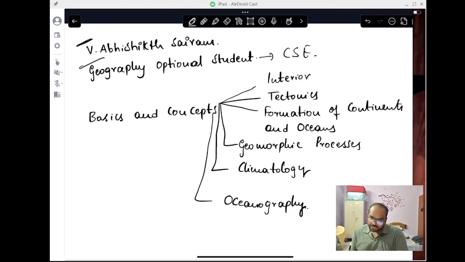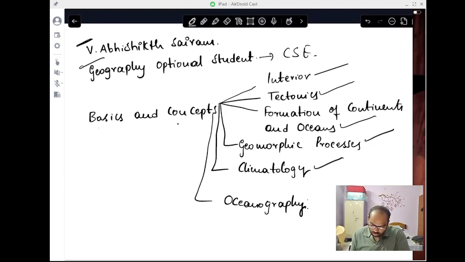And in this series, I am going to cover basics and concepts of geography. Basics and concepts of geography in the sense, I am going to teach you about the interior of the earth, plate tectonic theory, formation of continents and oceans, that means continental drift theory, geomorphic process, that is endogenic and exogenic processes, and how mountains, plains, plateaus are formed, and climatology, oceanography.